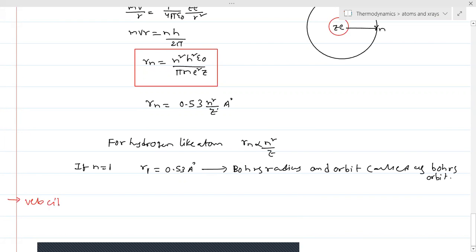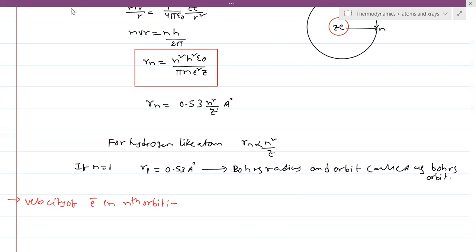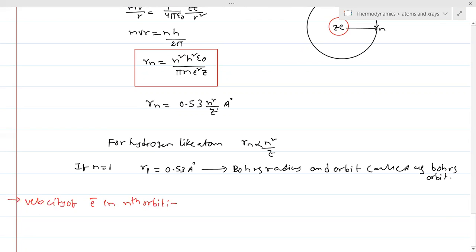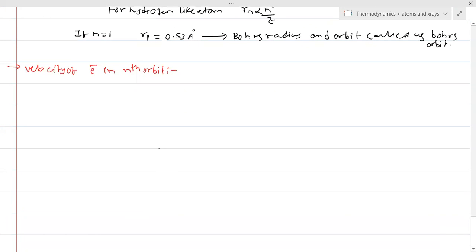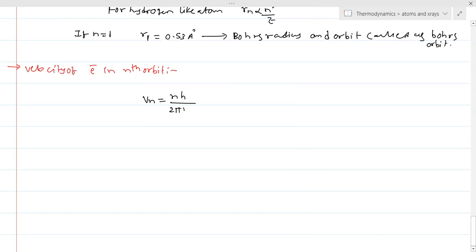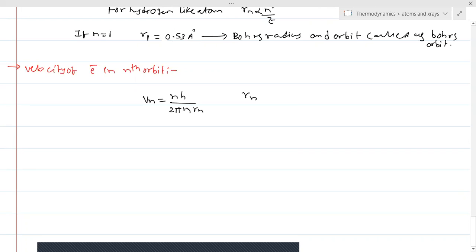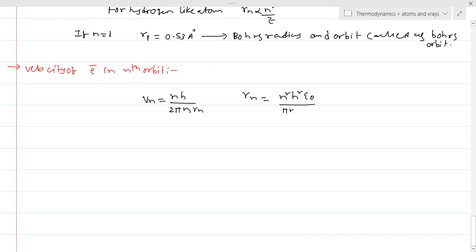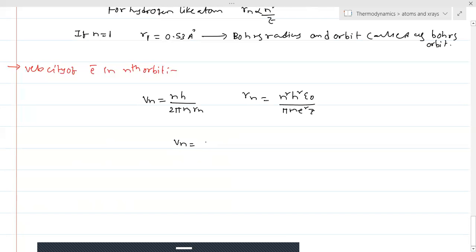So after learning about the radius, we are focusing on the velocity of electron in the nth orbit. From the formula mvr equivalent to nh by 2 pi, we take vn equivalent to nh by 2 pi m into rn. And we have just studied Rn equivalent to n square h square epsilon naught by pi m e square z. So finally, we get Vn equivalent to e square by 2h epsilon naught into z by n.